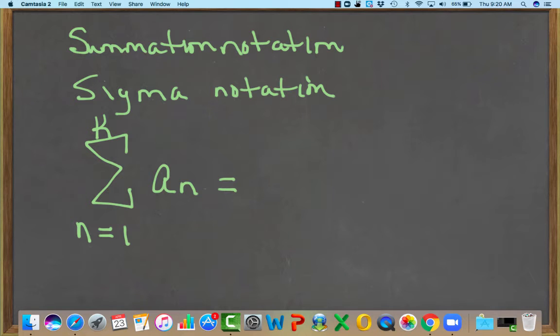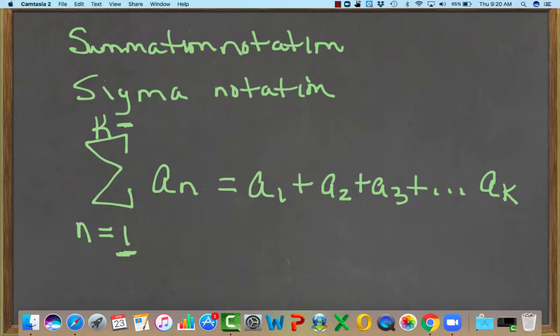And all you do is you just substitute in values of n starting at 1 and ending when you get to k. So we would have a sub 1 plus a sub 2 plus a sub 3 all the way out to a sub k. That sigma is what tells you that you are adding. That's what puts the plus in between your sequences.